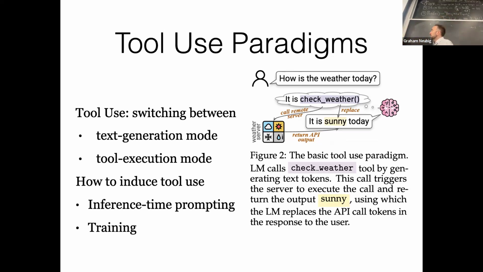Okay. So how do we get LMs to use tools? The first thing to know is that the way we generally use tools is we generate text, and then at some point we switch over to executing the tool, and then we feed the output of the tool back into the LM in some way. And there are two ways to cause LMs to use tools. The first one is to prompt them, and the second one is to train them, just like most of the other stuff that we've talked about so far.